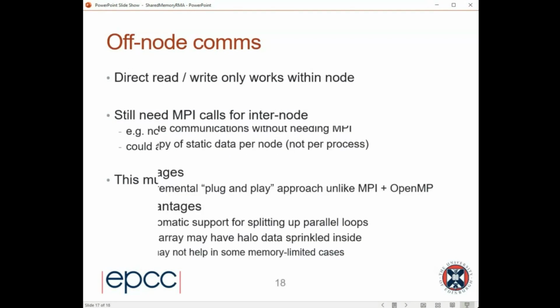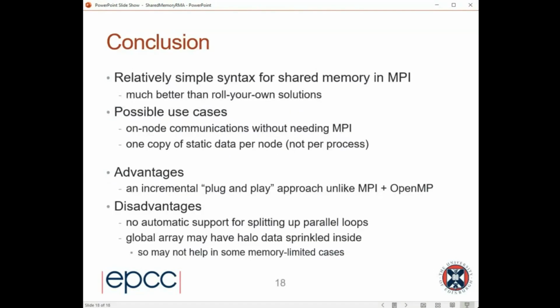The conclusion: it's a relatively simple syntax for shared memory and MPI, much better than roll-your-own solutions. Those would involve using lower level calls like Unix shared memory segments, and I would advise you not to do that. The possible use cases are on-node communication without needing MPI, which could be more efficient, if we think about ECMWF, the wind example, or one copy of static data per node, not per process. I think the advantage is an incremental plug and play approach, it doesn't mean that you have to.